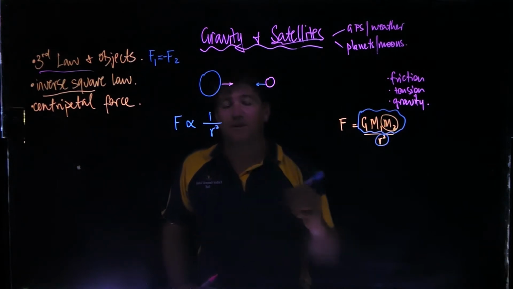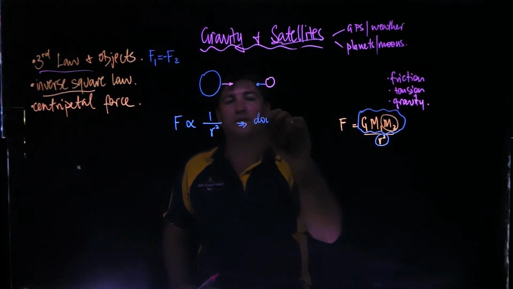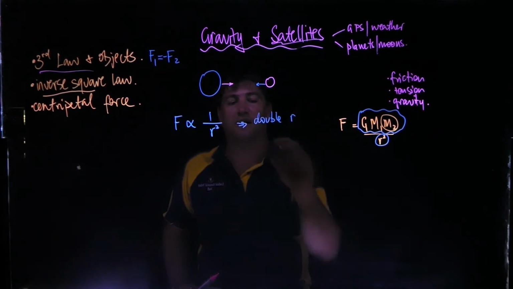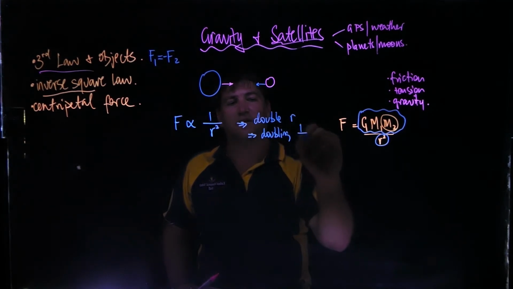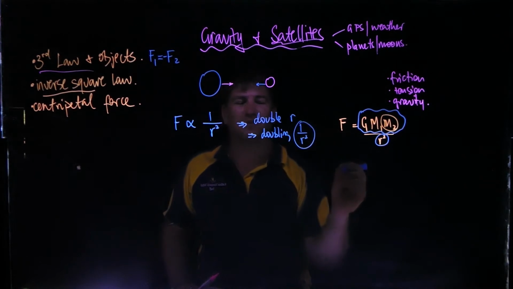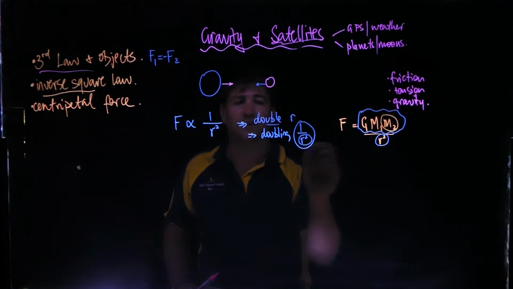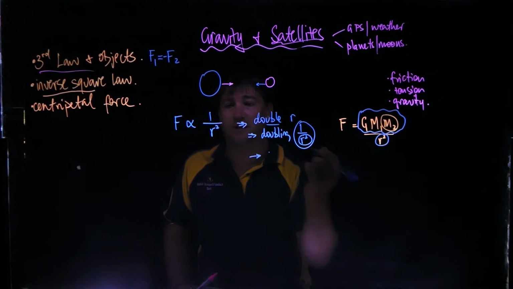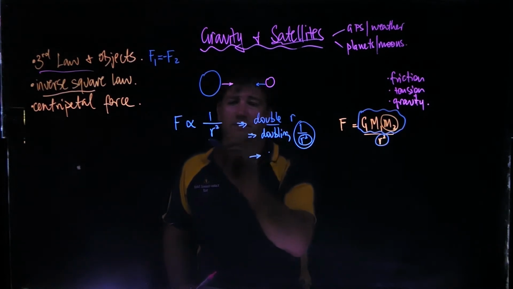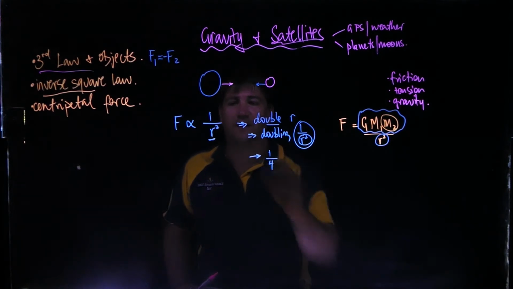Because it's squared, we have to square the impact as well. So if I double the distance, doubling r, I'm doubling the r in the 1 on r squared, which means the overall impact is a change by 4. So if r gets bigger, the force of attraction is going to get smaller. If I double my distance, I've actually got a quarter of the force.